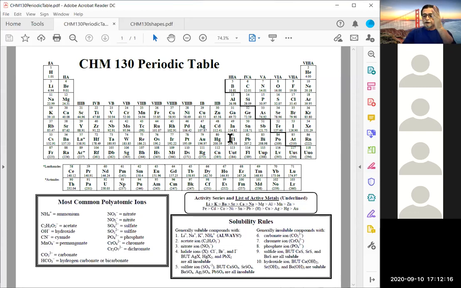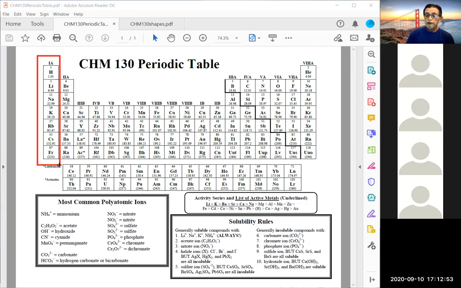The reason they're in the columns and in the same group is because they share something. Everyone in the same group shares something. For example, everybody here is in group 1. Every one of those elements shares 1 valence electron. Hydrogen has 1 electron. Lithium, we went through the electron configuration, has 1 valence electron in the 2s1 level.